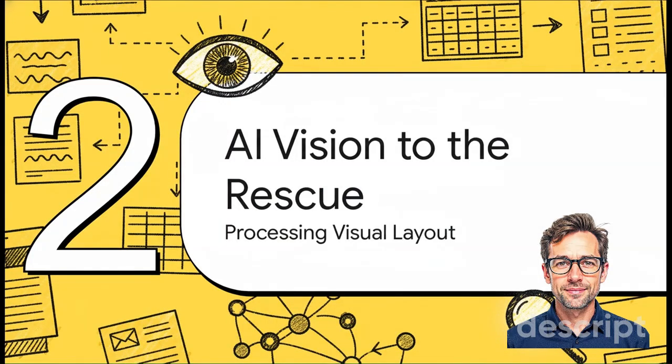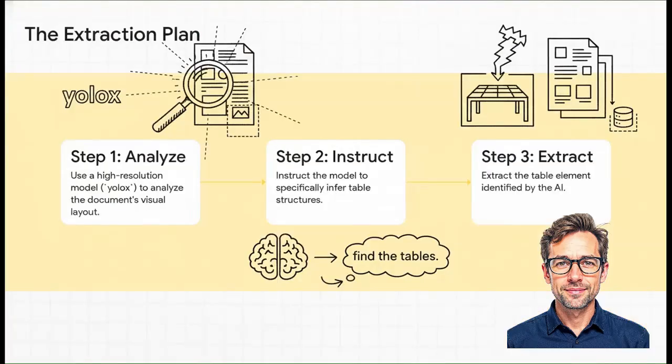So, how do we solve this? Well, what if we could give the computer eyes? And that's exactly where modern AI comes in. We can use these incredible computer vision models to let the machine see and understand the layout of a document, just like a person would. The game plan is actually pretty straightforward, just 3 steps. First, we unleash a powerful vision model, in this case, one called YOLO, which is fantastic at spotting objects, to scan the page. Second, we give it a very specific mission. Go find the tables. And finally, once the AI draws a little virtual box around that table, we can grab just that piece and get to work.